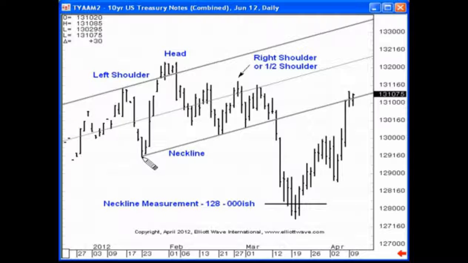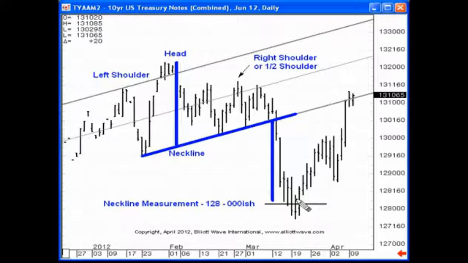Now if you connect the extremes between the left shoulder, the head and the right shoulder, that forms what we call the neckline. Whenever that neckline is broken, and this is where you come up with that high probability target or objective to the downside, what you simply do is measure the distance between the head and the neckline and then take that distance and project it downward. In this instance, it projected around, say, the 128 handle, and that's exactly where prices fell to in the days that followed the formation of this head and half shoulder pattern in the 10-year note.